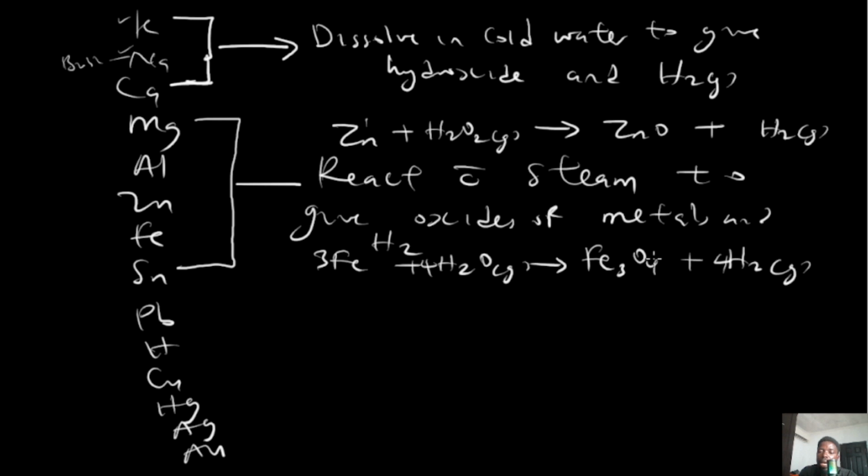So you notice that an oxide of a metal is also a base. How did we get this? By reacting steam with that metal. Once you react these metals, magnesium, aluminum, zinc, iron, and tin, with steam, what they are going to give is the oxide of the metal and hydrogen gas. However, these other metals will have no reaction. So basically, the metals that can dissolve in cold water include potassium, sodium, and calcium.